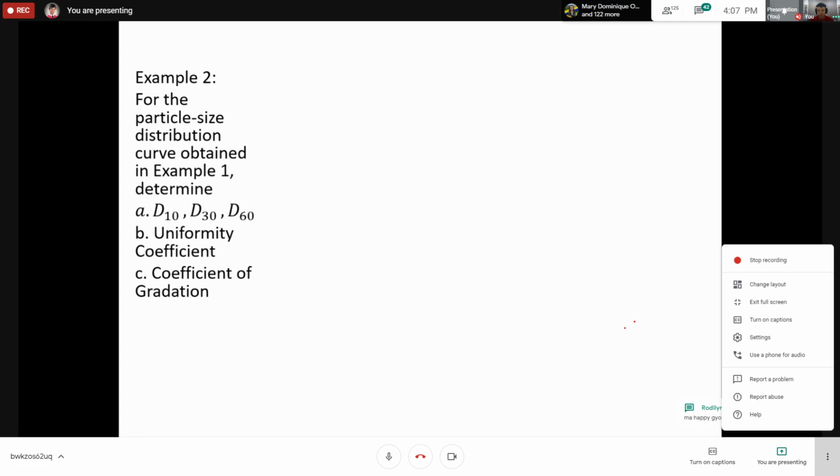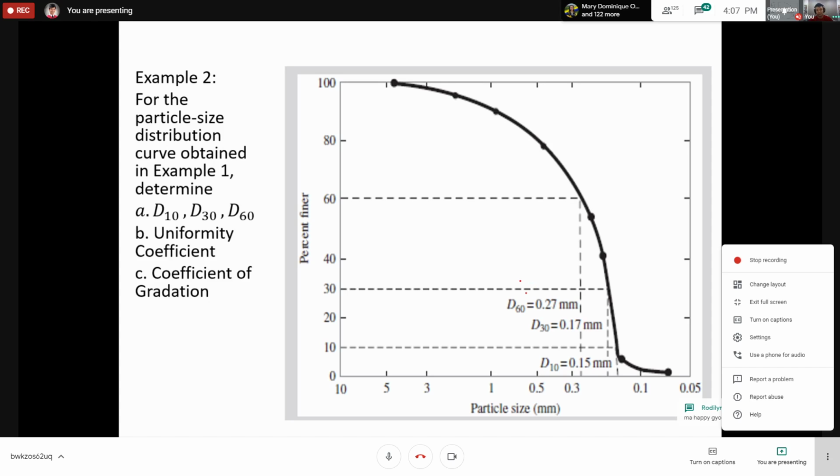Okay, now if you look at the graph, to determine D10, D30, and D60, we project the 10% finer. Whatever you come across on your graph here is the D10. So again, we project the 10% passing, and whatever the intercept on the graph is your D10. In this manner, D10 is 0.15.